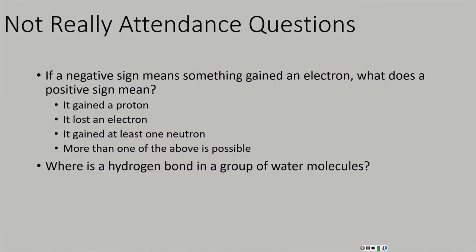So let's go ahead and start with our not really attendance questions. First, if a negative sign means something gained an electron, what does a positive sign mean? It gained a proton, it lost an electron, it gained at least one neutron, or more than one of the above is possible. And second, where is a hydrogen bond in a group of water molecules? So I'm going to go ahead and let you guys try to figure those out, and meanwhile I'm going to draw a couple of water molecules so that we can use it to answer that question. So while I'm drawing, try to go ahead and answer those questions.